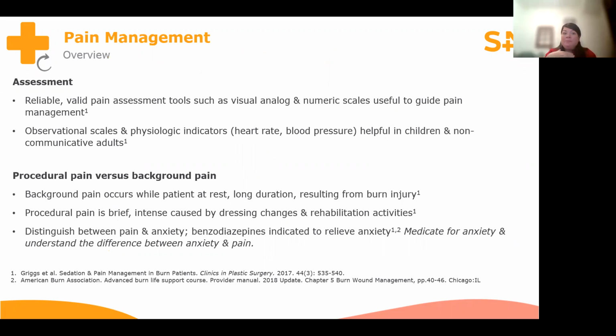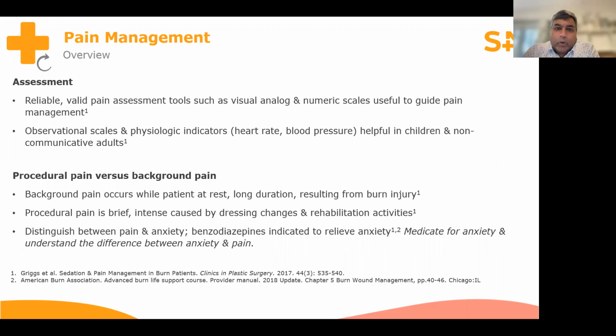So as we've discussed, different burn injuries can have different pain management requirements. What is some of the most up-to-date information, Dr. Logzetti, on different types of pain that burn survivors can have?